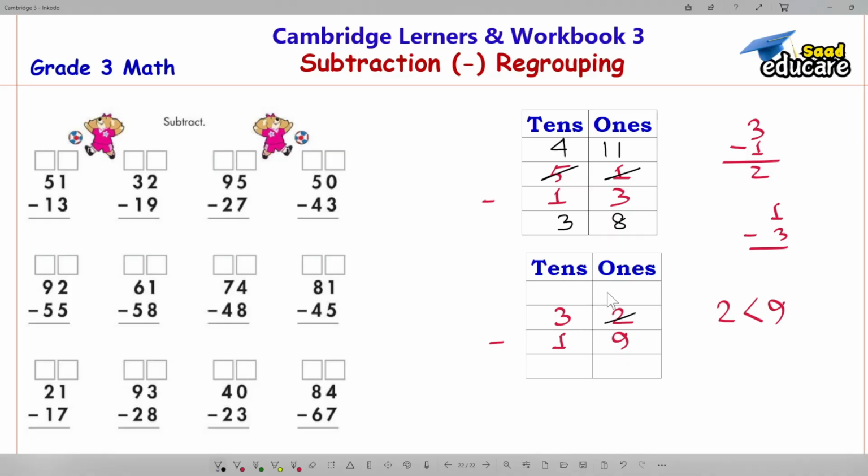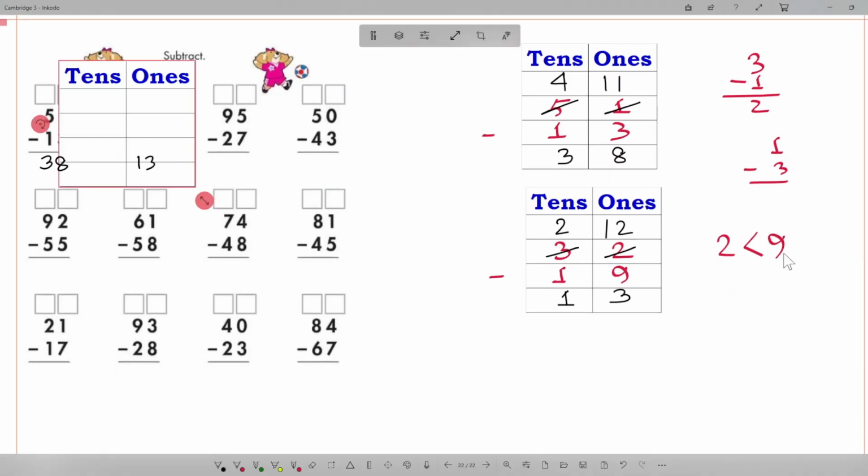So these 2 become 12, and this tens digit 3 becomes 2, because we already gave 1 ten here. Okay, so 12 minus 9 will be 3. 2 minus 1 will be 1. It means 32 minus 19 will be 13. And the previous one, 51 minus 13, will be 38.